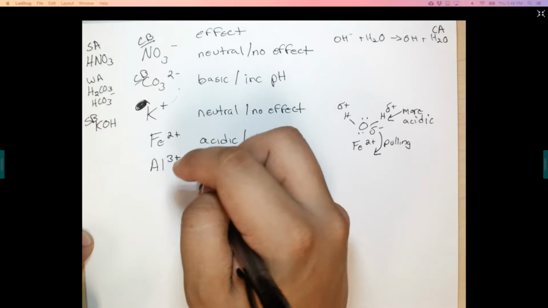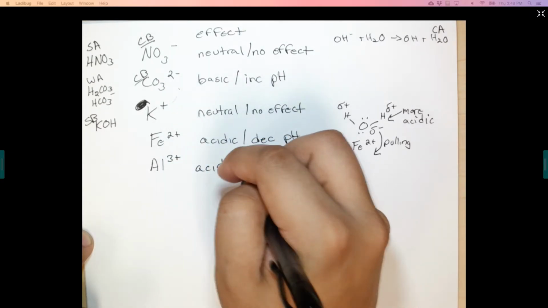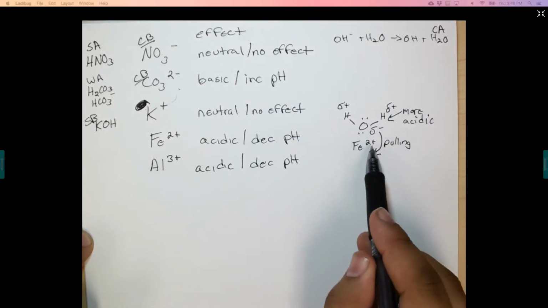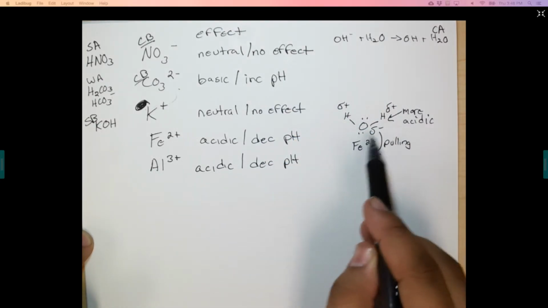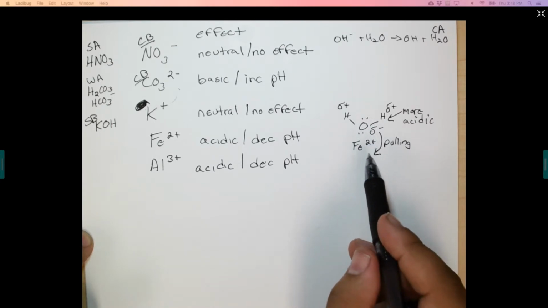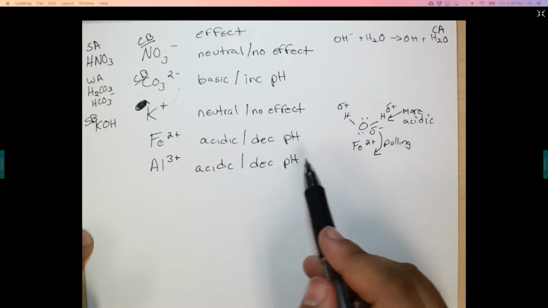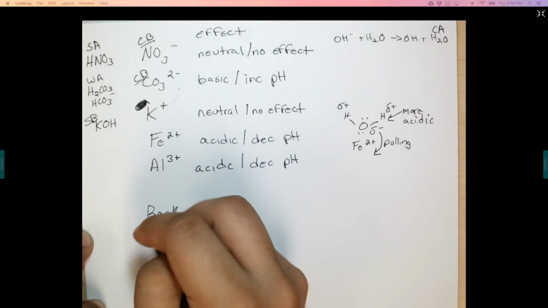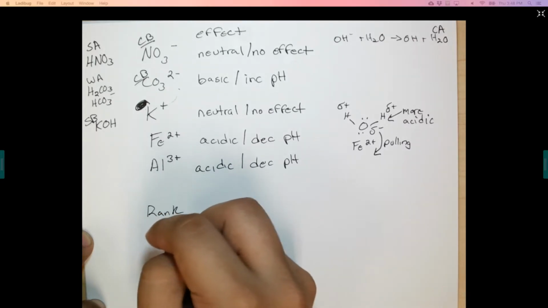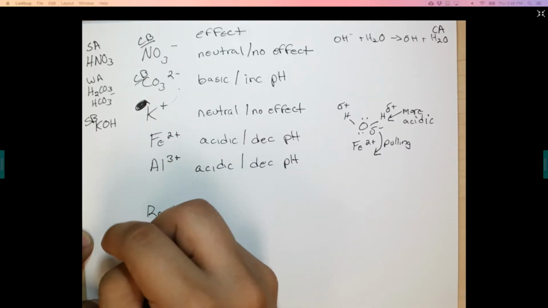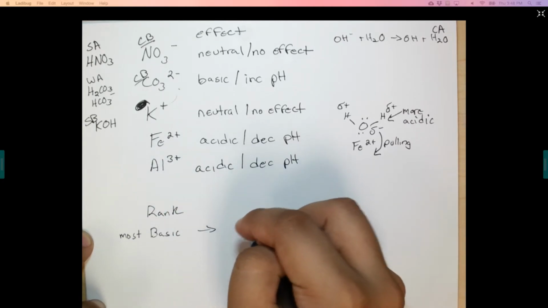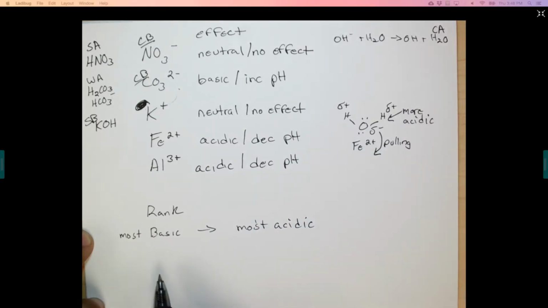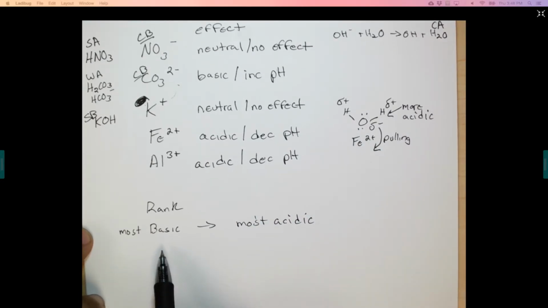And the same thing occurs with aluminum. We should see a decrease in pH because adding aluminum creates this same environment. The partially negatively charged oxygen is going to be interacting. Okay, so now if I ask you to rank them, we can go from most basic to most acidic and vice versa, right? You should be able to do both of these. The question doesn't ask that, but I'm asking you to be able to do both of these.